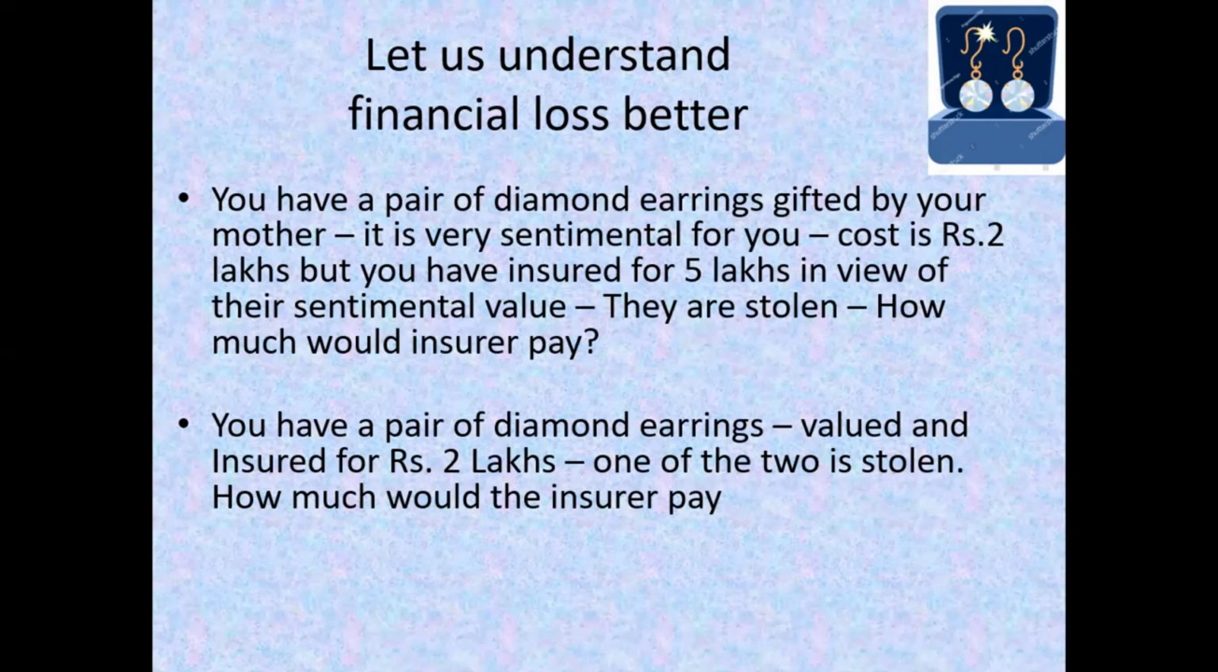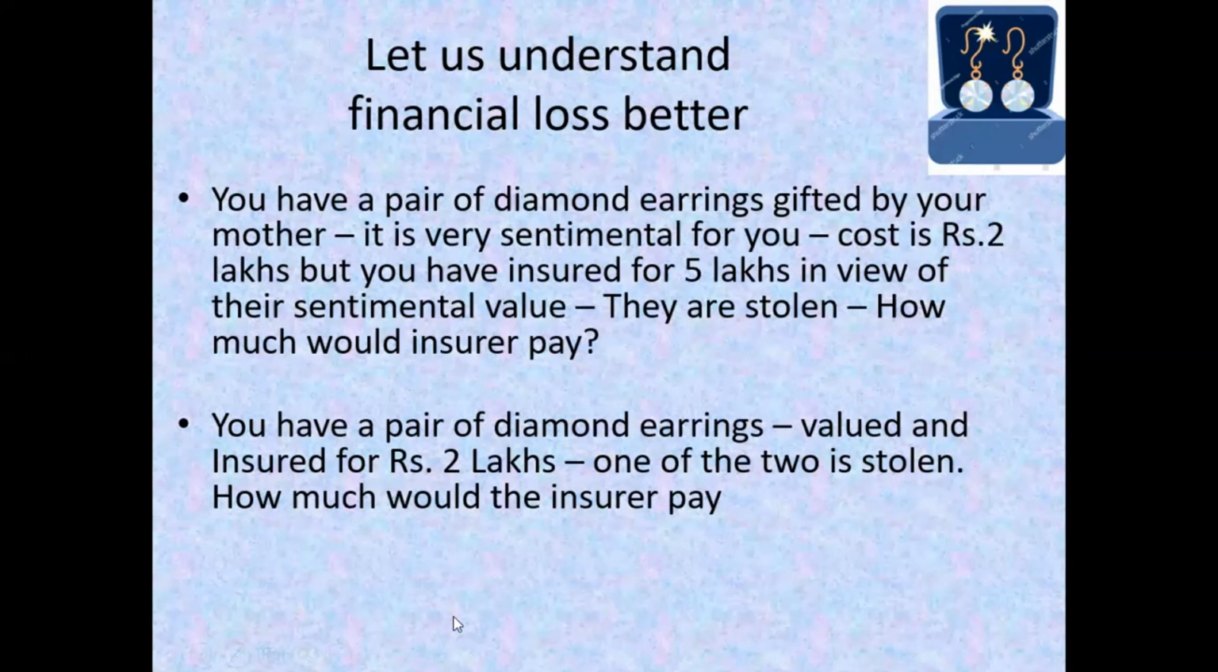Now, another example, if you see in the second one, you have a pair, right? Two earrings. Now, let's say one earring got stolen. The total value is 2 lakhs. One earring got stolen. So, one stolen means the other also you cannot use. Obviously, you can't wear one, right? So, you might say, no, no, this has become useless for me, so you can ask the insurer to pay you 2 lakhs compensation. No. The financial loss, again, the concept is like whatever is lost out of two, one earring is lost. So the insurance company will pay you only 1 lakh.